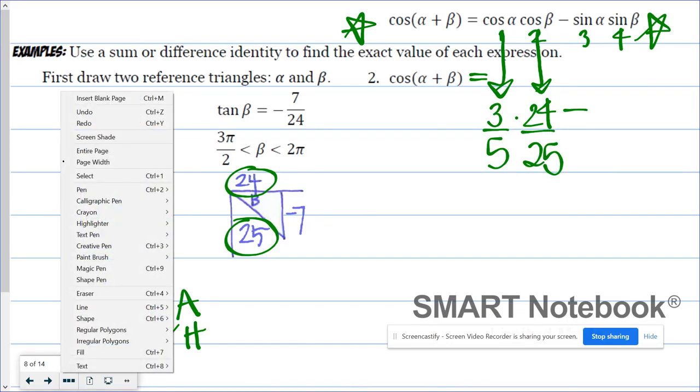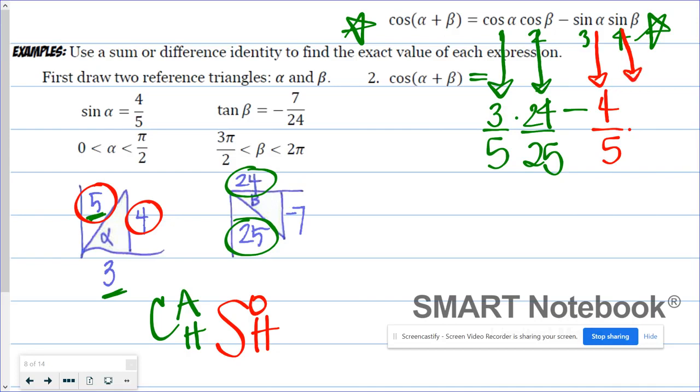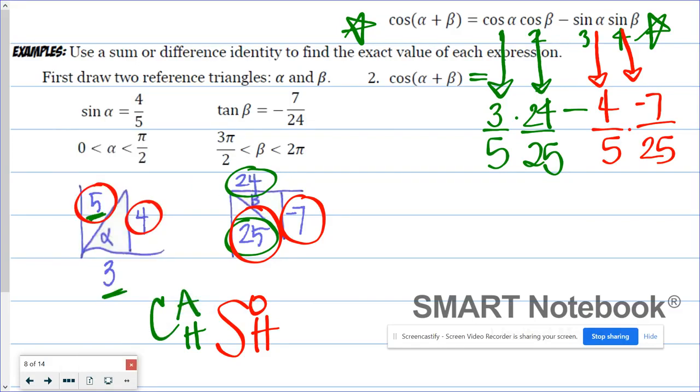Minus, now I'm ready to calculate those sine values, starting with sine of alpha. So that's my first triangle. Sine is the opposite over the hypotenuse. So 4/5 times sine of beta, opposite over hypotenuse, so -7/25. So I found those 4 exact values. I substituted those values into my cosine of a sum formula, and now I'm ready to do my math.